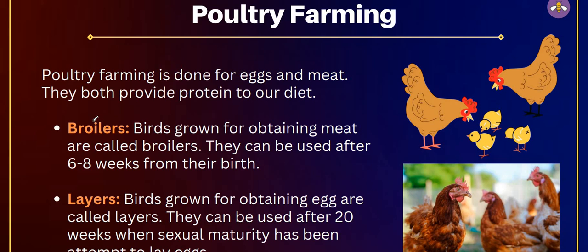Broilers are an exotic breed, and layers are the Indian breed. Birds grown for obtaining meat are called broilers. Broilers are only eaten for having protein. They are an exotic breed and have very huge muscles. The chicks become adult within 6 to 8 weeks.